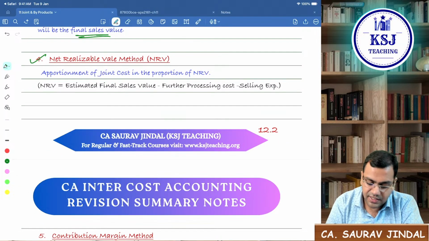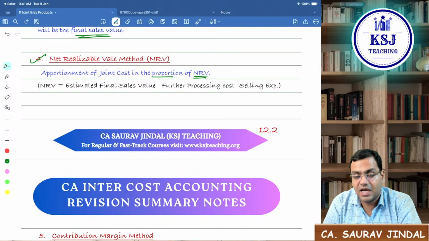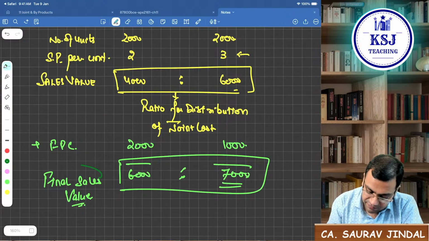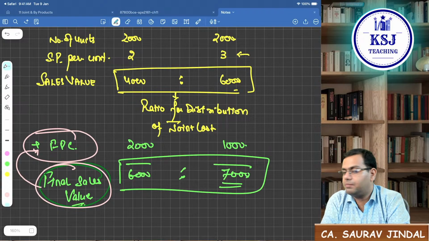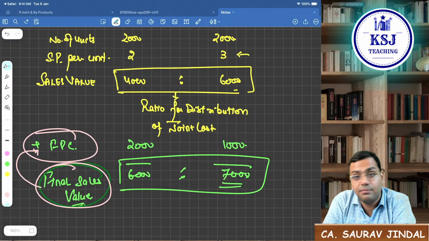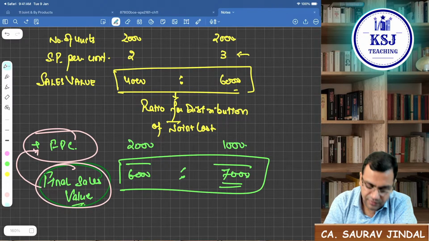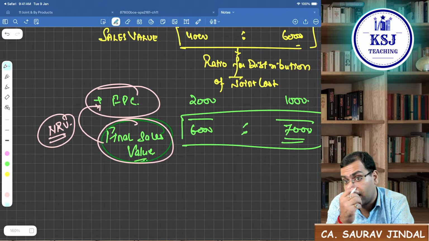The fourth method that we have is net realizable value. Now what is net realizable value? The joint cost is to be apportioned in the proportion of NRV. What is NRV? I told you NRV is the estimated final sales value, this final sales value minus this FPC. That will give you the proportion in which the apportionment of the joint cost is to be done. The final sales value minus FPC will be your NRV. This is what we call net realizable value.